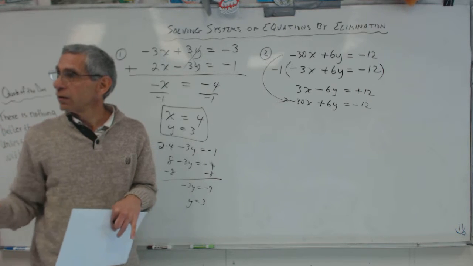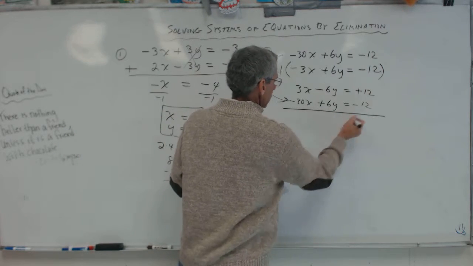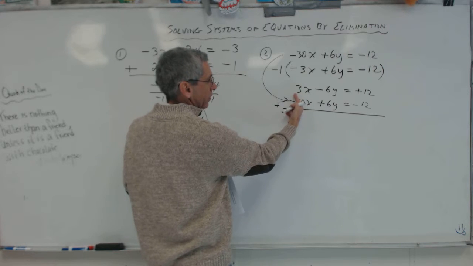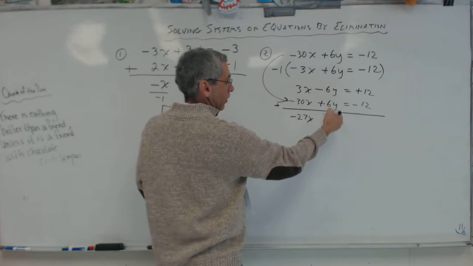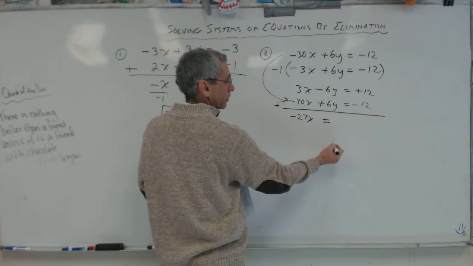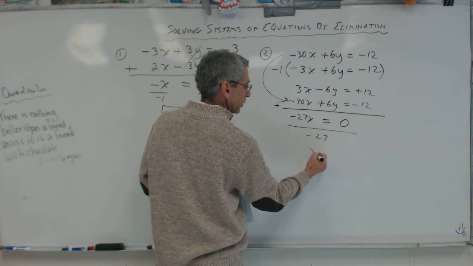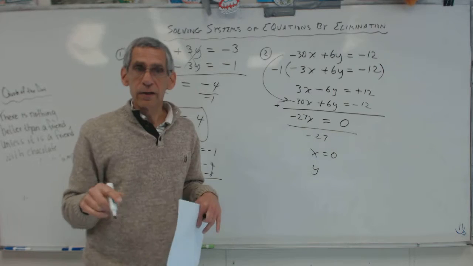You know this well. Okay, that's fine. All right, so now I can just add them together. I've got negative 30 plus 3, that's negative 27x, right? The y's cross out, equals 0. Divide by negative 27, x is 0. And then y, you substitute in, right? Do you see what I mean?